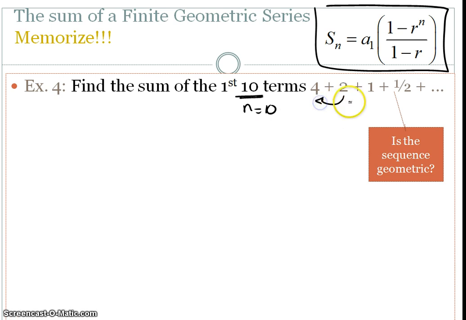2 over 4 is 1 half. 1 over 2 is 1 half. 1 half over 1 is 1 half. So we do have our r is 1 half.